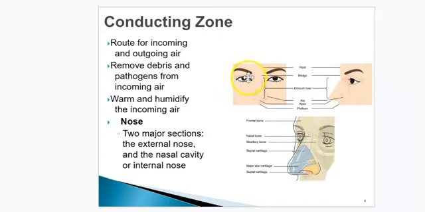So first, there's the nose, which is where the air goes in and out. Its main job is to remove debris and pathogens from the incoming air and also to humidify it. There are two sections of the nose: the outside and the inside.